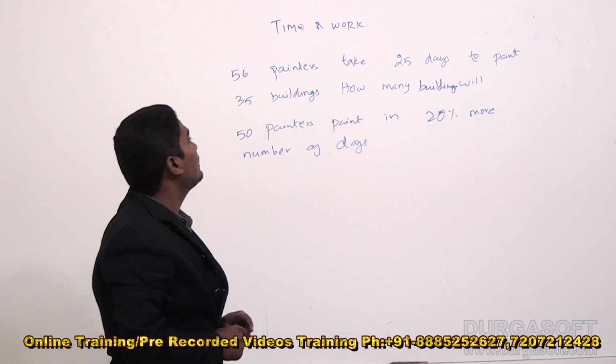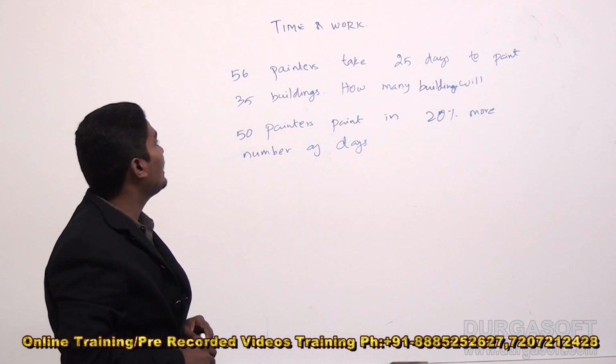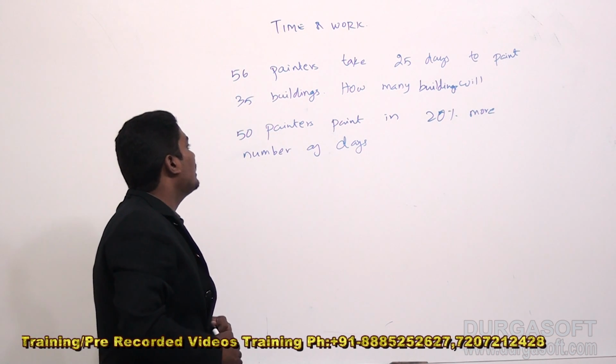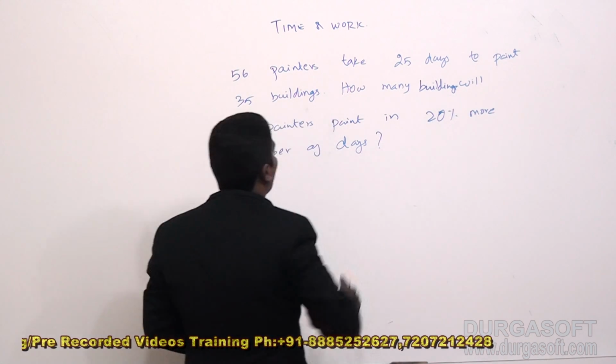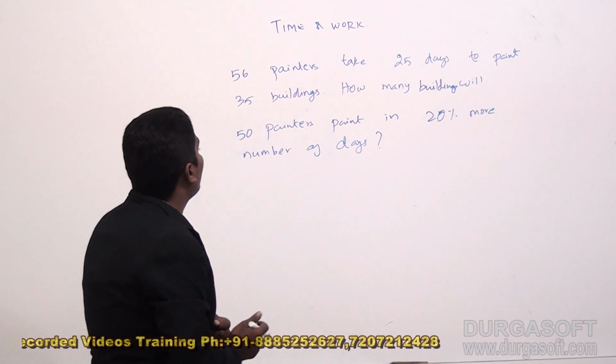So 56 painters will take 25 days to paint 35 buildings. How many buildings will 50 painters paint in 20% more number of days? Here the question is given relatively.